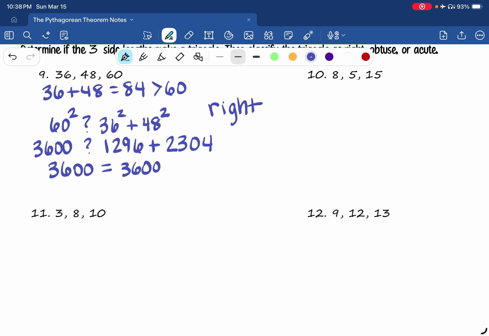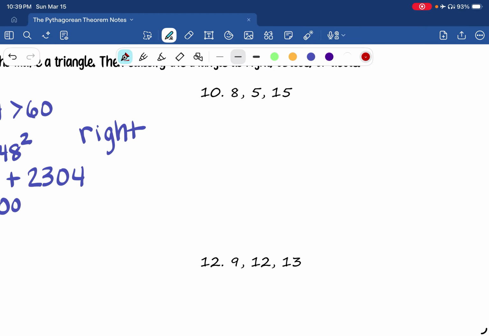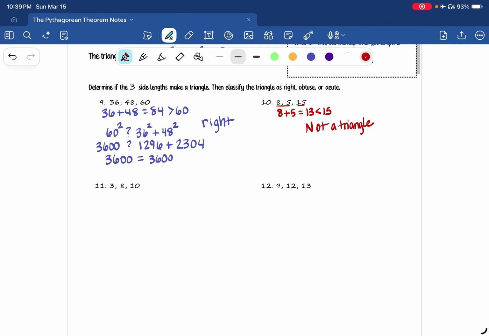Okay, let's look at number 10. On number 10, we have 8, 5, and 15. Okay, so first of all, let's make sure that it makes a triangle. So y'all, what is 8 plus 5? Well, that is 13. And 13 is less than 15. So since these two sides added together are not larger than the third side, this doesn't even make a triangle. So we say not a triangle. And guess what? We're done. We don't have to go any further because it doesn't even make a triangle. All right, let's go to number 11.